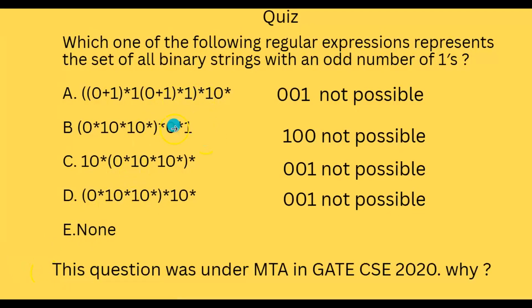The same question was asked in GATE CSE 2020, but only these 4 choices were given as answers. So this question was under the category of MTA, that is, marks to all, because the option E was not given. So all these 4 options are not correct. So this question was considered as marks to all in GATE CSE 2020.